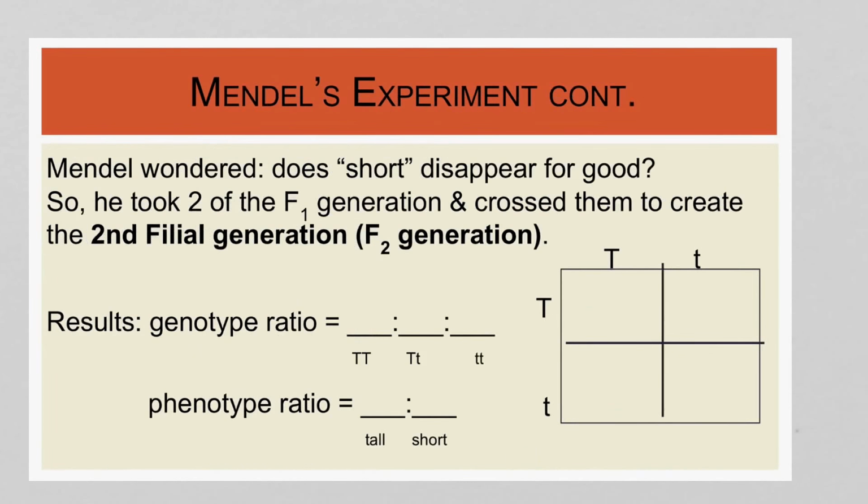And so then he crossed the first filial generation and looked at what happened in the second filial generation. So remember, these are both F1, because all the F1 offspring were heterozygous. And so what would happen if he crossed the female gametes from an F1 plant with the male gametes from a different F1 plant? Well, this is what his results looked like.